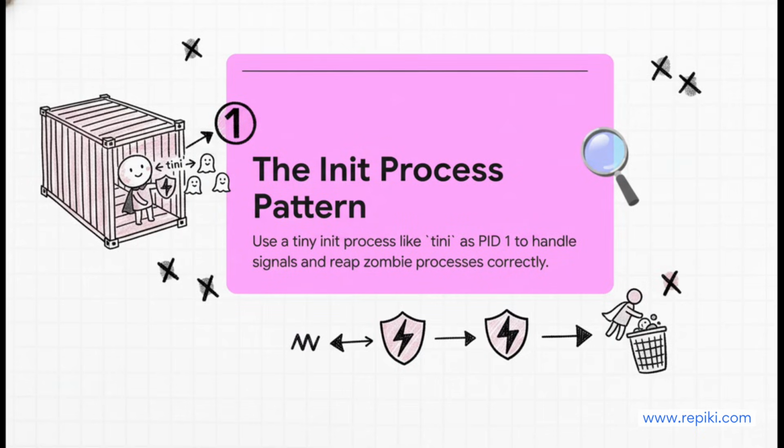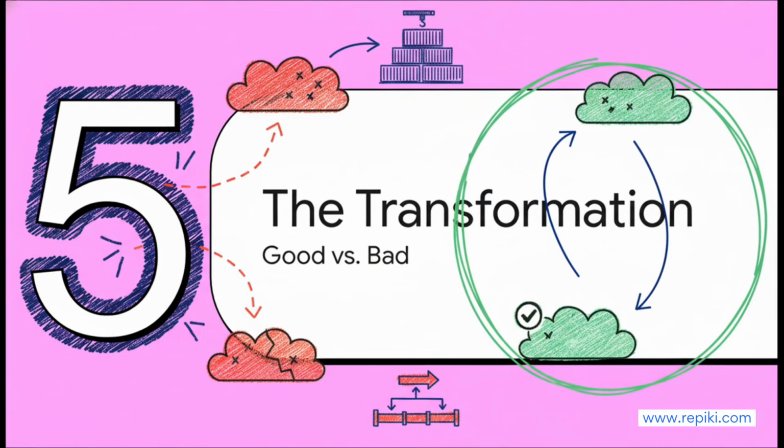Now, for maximum robustness, especially in a production environment, you should use a tiny init process like Tini. It's designed to be process ID 1. Its only job is to properly handle system signals and clean up any zombie processes that might get left behind. It just lets your application run cleanly as a child process without having to worry about all that low-level OS stuff. Okay, so let's put this all together.